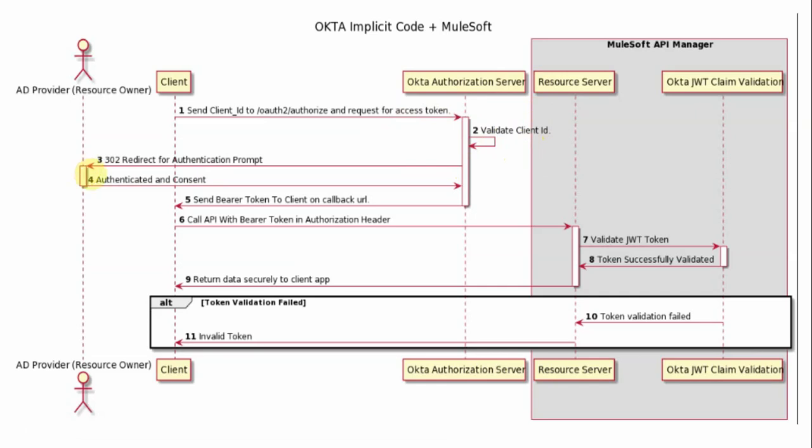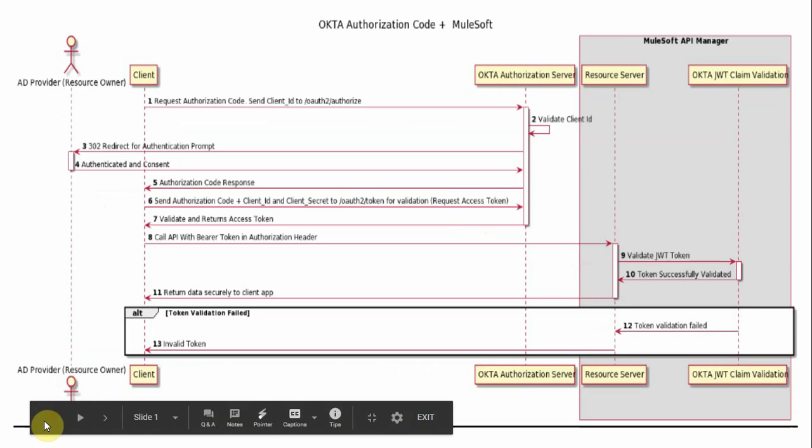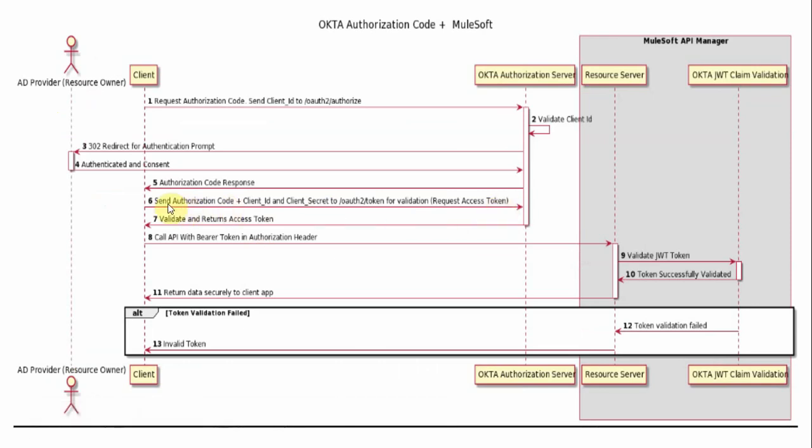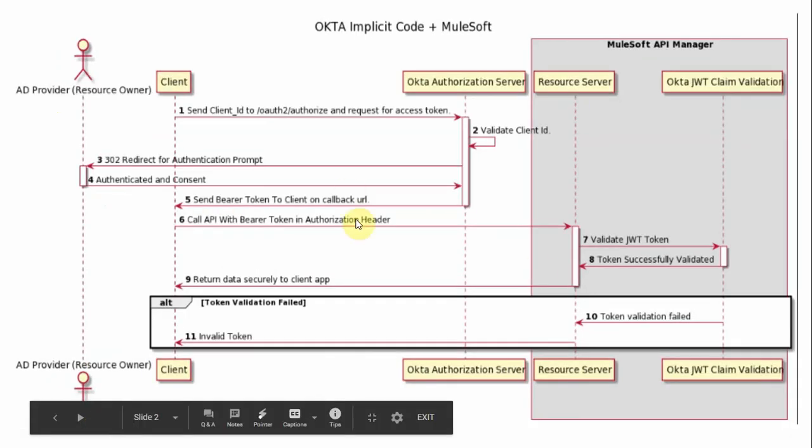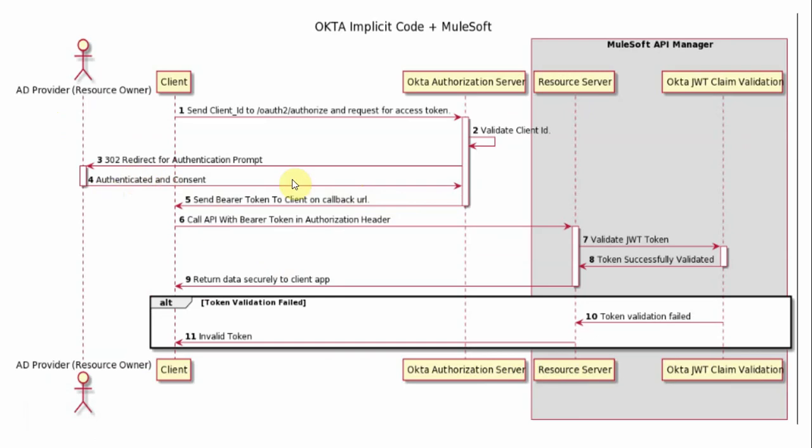The resource owner will validate the username and password. In this case Okta is the authorization server and Okta is the resource owner. Your resource owner can change; it can be different from your authorization server also. Once you get authenticated, the resource owner will send 200. Now the authorization server will send a bearer token to the callback URL. In the previous case it was sending the authorization code to the callback URL, but here it is directly sending an access token on the callback URL.